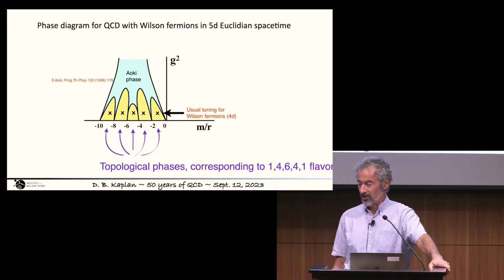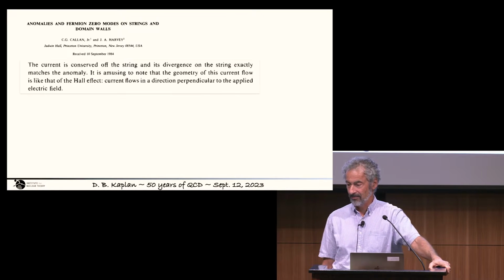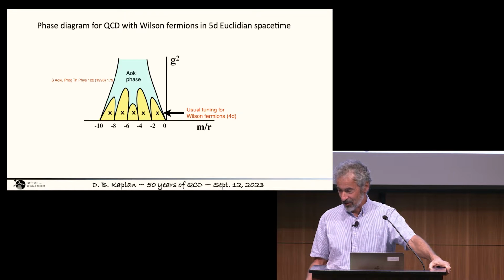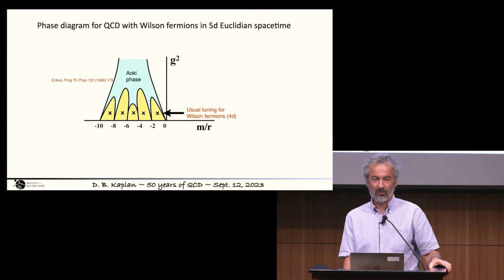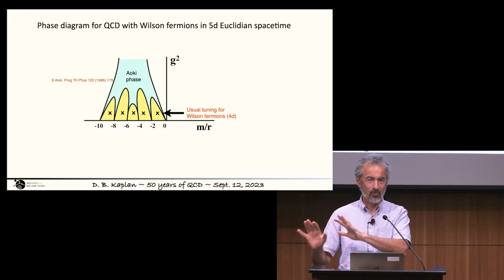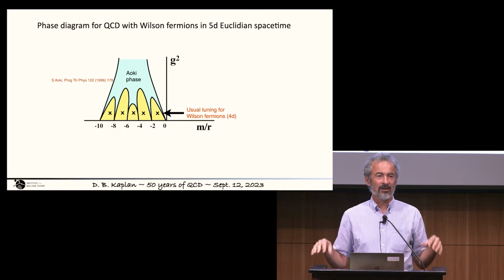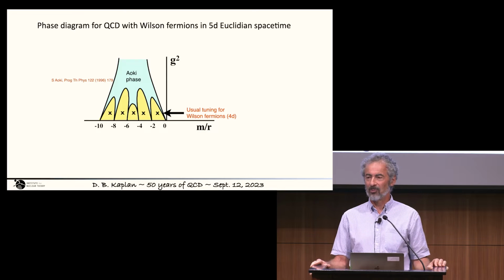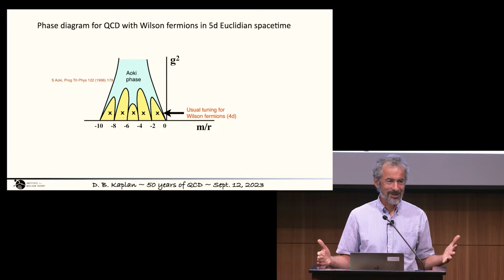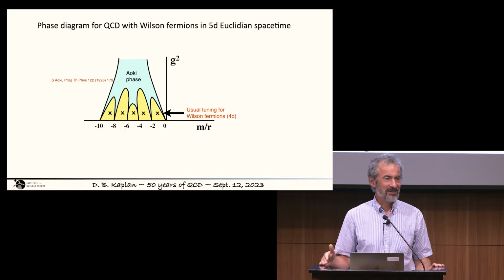So those are the topological phases. I want to say one more thing about this, which is that those yellow phases, of course, are not universal. They are specific. This picture is specific for Wilson fermions. But the message from this is that when you have topology in momentum space, the UV completion of the theory makes a difference and has real effects.